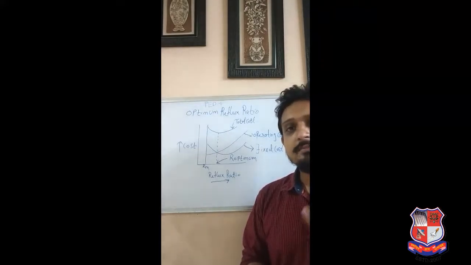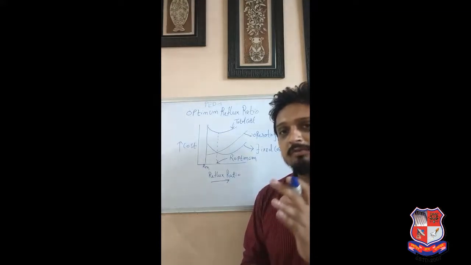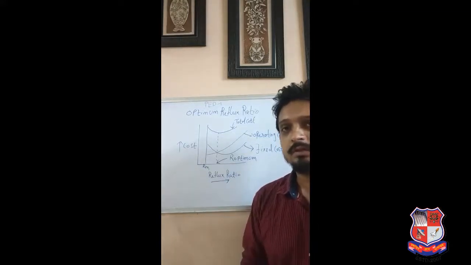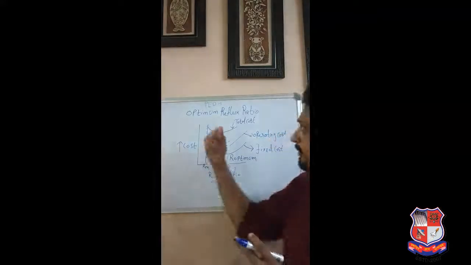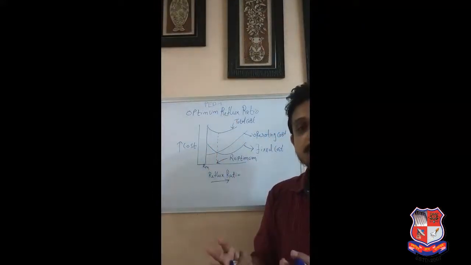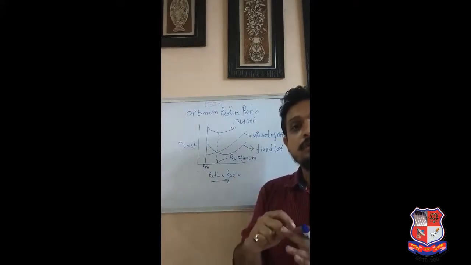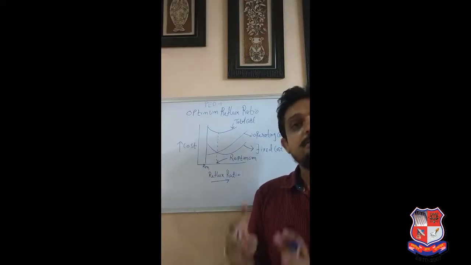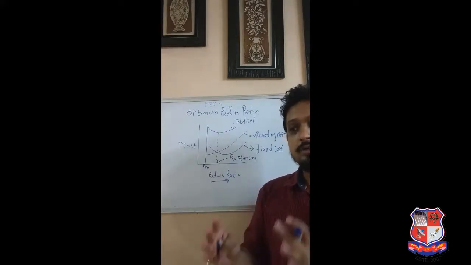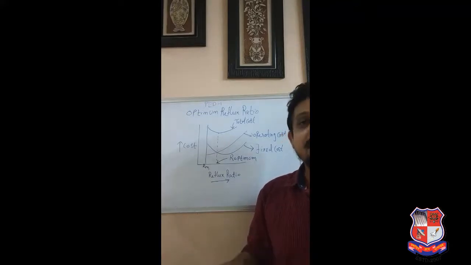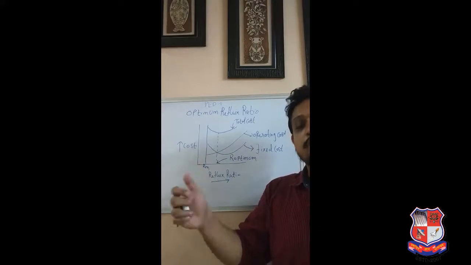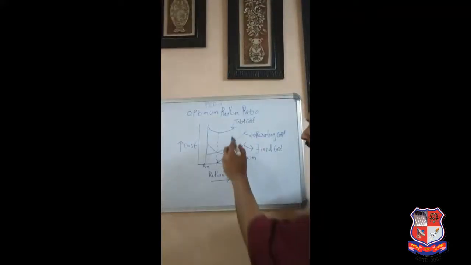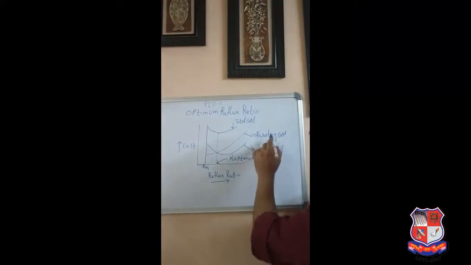So you have to get a balance between your fixed cost and operating cost so that the total cost is minimum. If your total cost is minimum, you will be able to find the optimum reflux ratio for your system. Now, first I will explain what the optimum reflux ratio is. The optimum reflux ratio in simple language is the one at which the total cost of your distillation column operation is minimum. So when the total cost is minimum, that reflux ratio is your optimum reflux ratio. Now what is total cost? Total cost is nothing but the sum of fixed cost and operating cost.